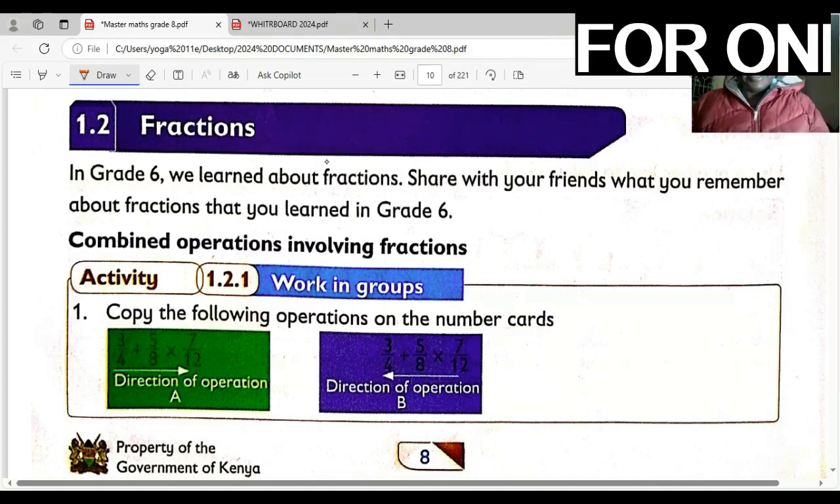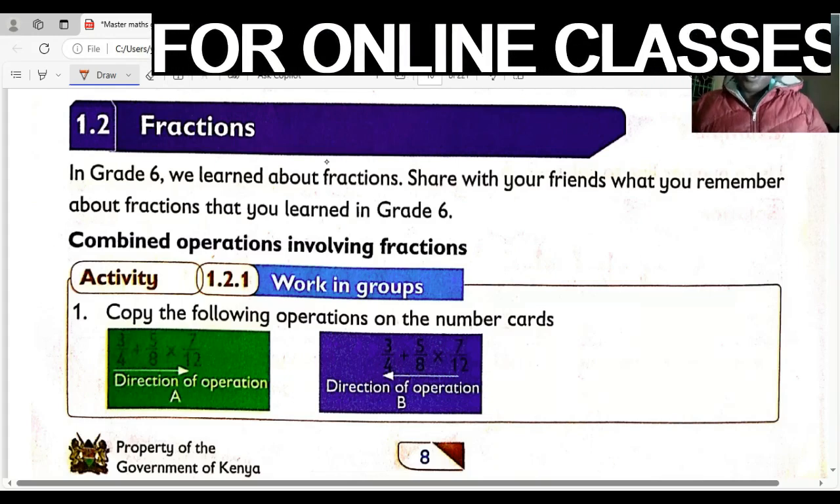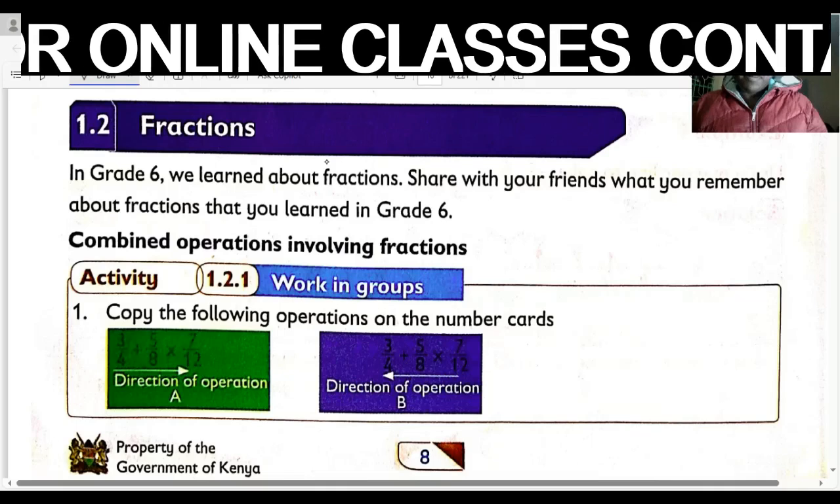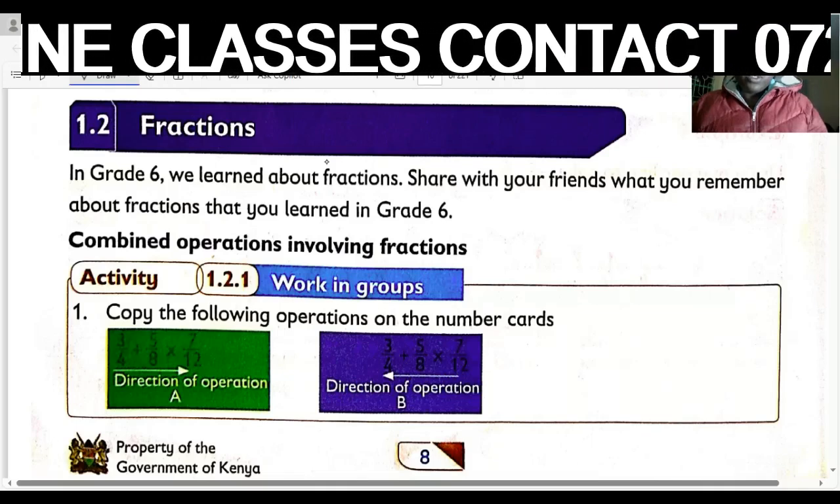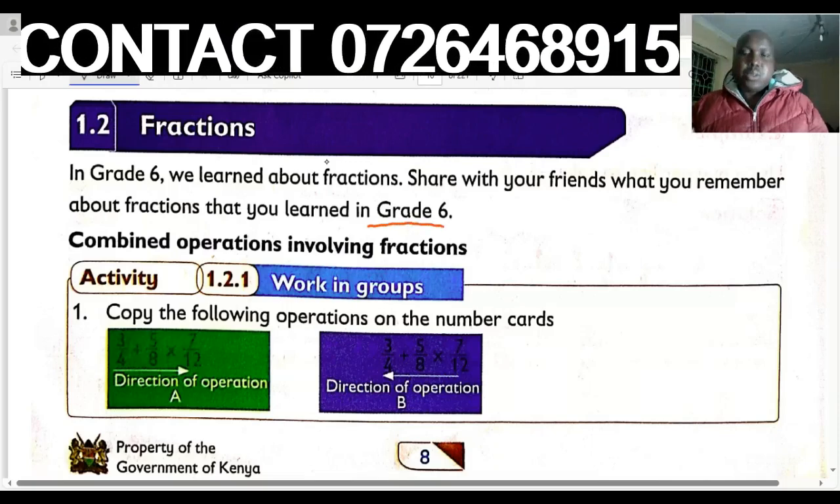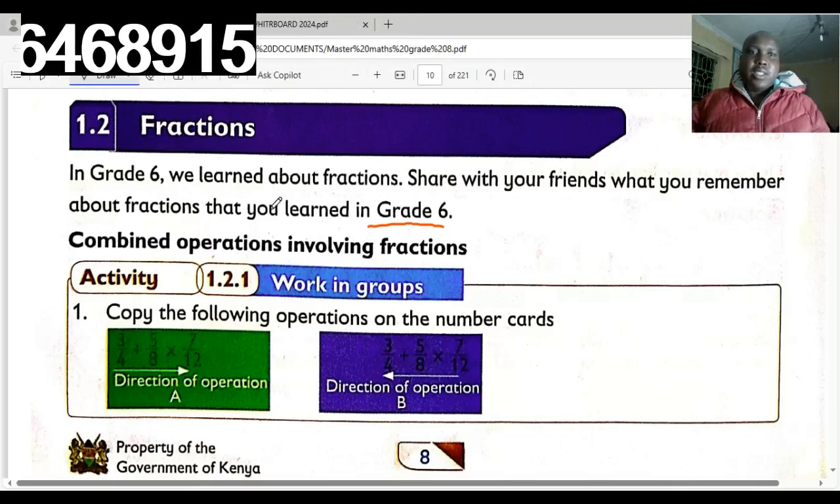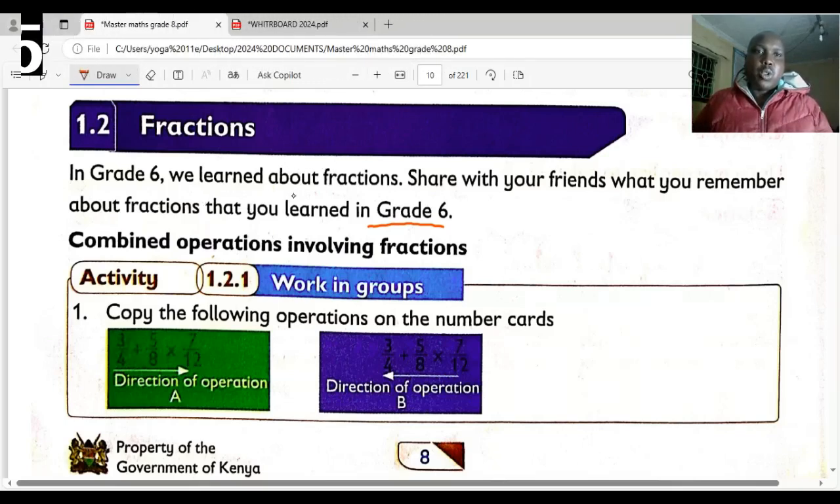Fractions. In grade 6, we learned about fractions. Share with your friends what you remember about fractions that you learned in grade 6. So you should remember what you learned in grade 6. So we are going to do what we call combined operations involving fractions.